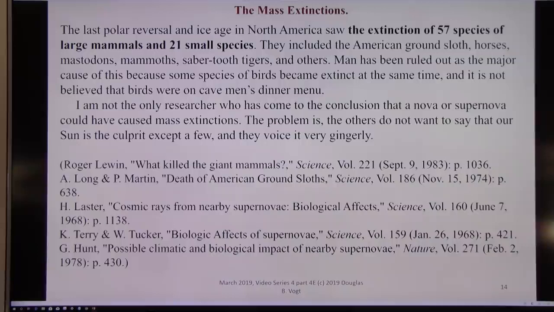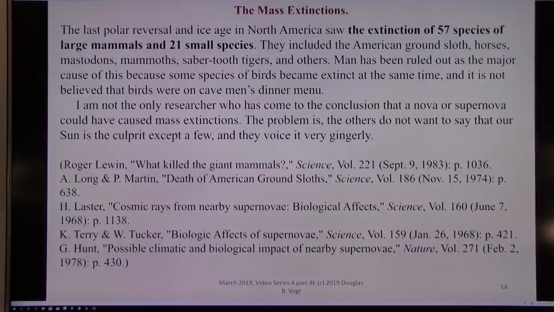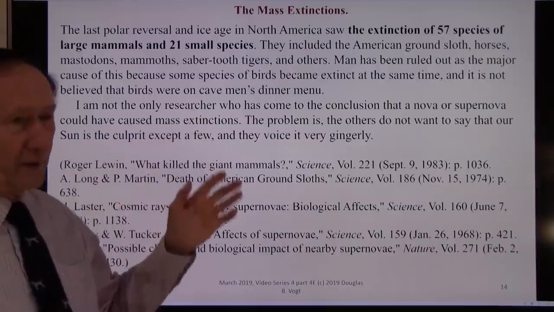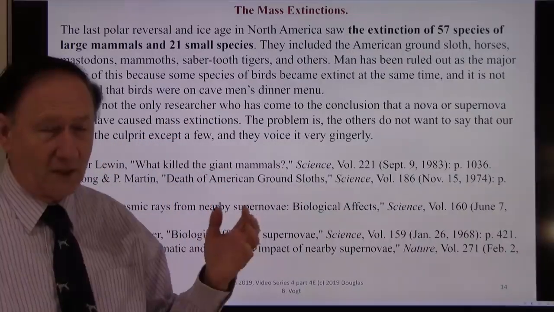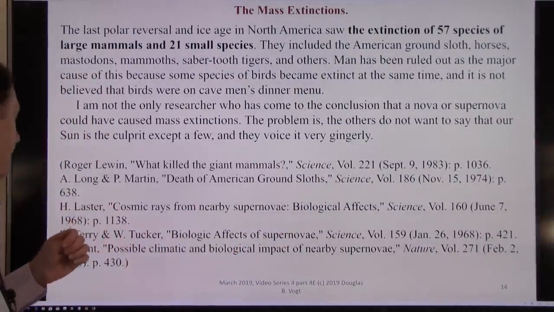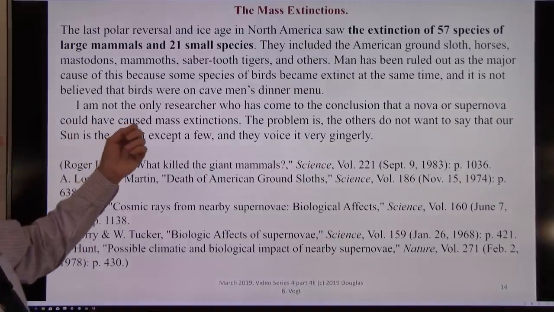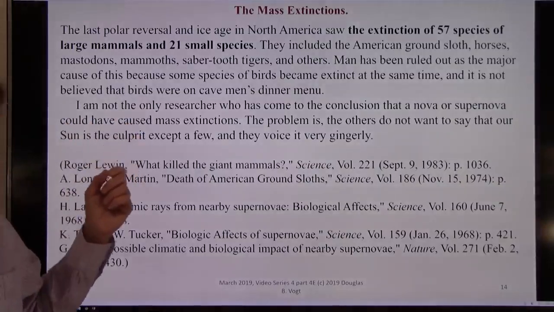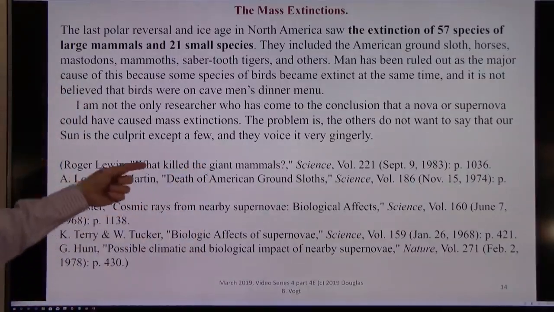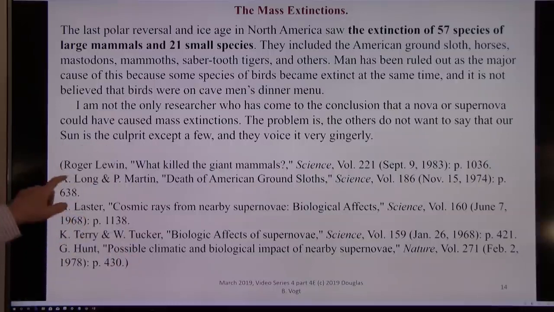The last polar reversal and ice age in North America saw the extinction of 57 species of large mammals and 21 small species. I'm going to go through what they are. You can read it here. Man's been ruled out because there was a bunch of birds that also became extinct, and they figured that wasn't on their dinner menu at the time. Too hard to catch. I'm not the only scientist and researcher that figured out that a supernova or a nova did this. Here's a reference, by the way, for these things I've said. You can check them all and enjoy it.